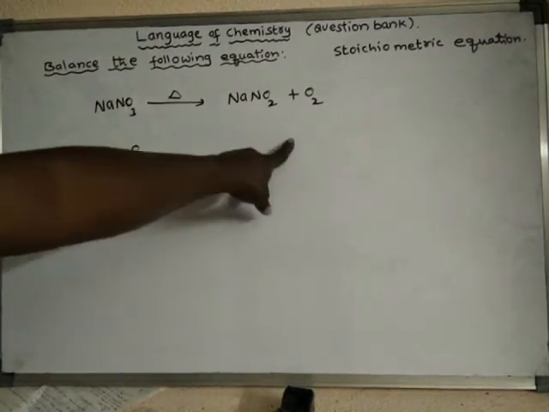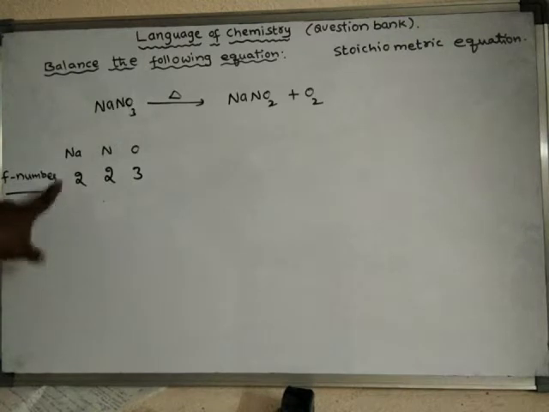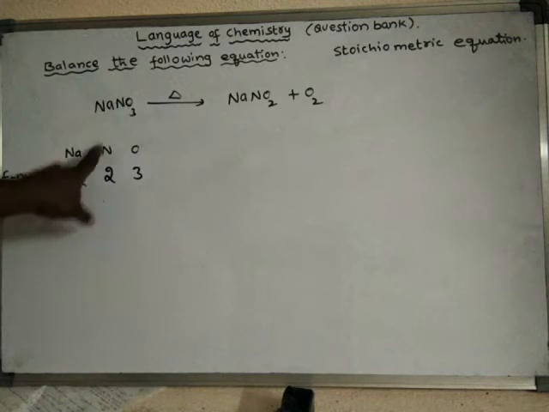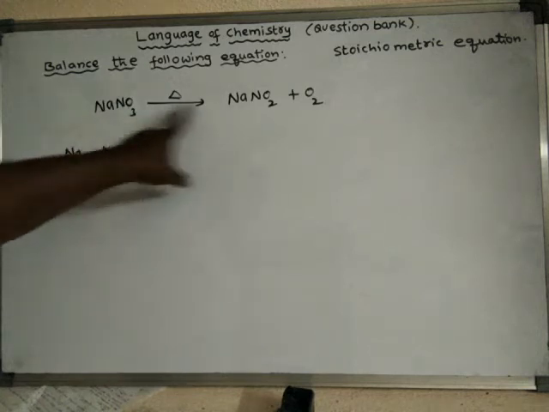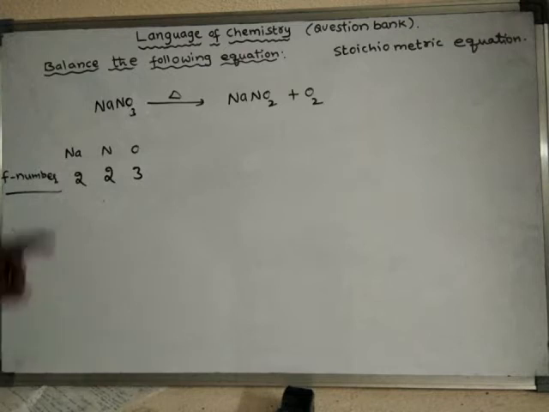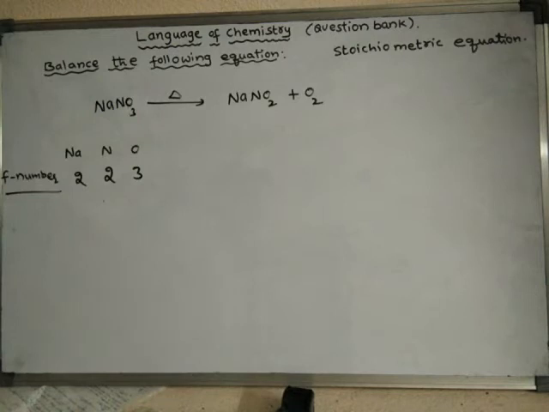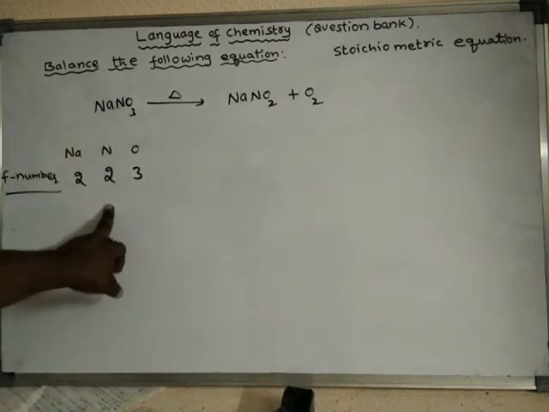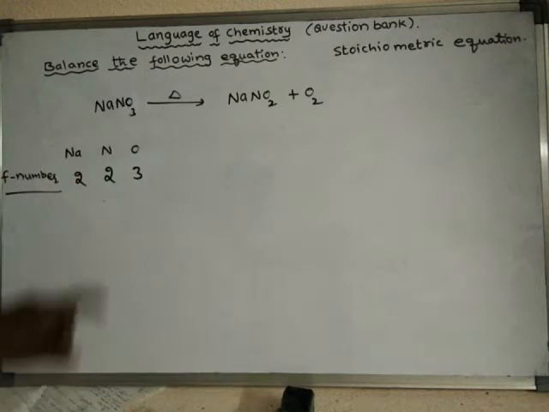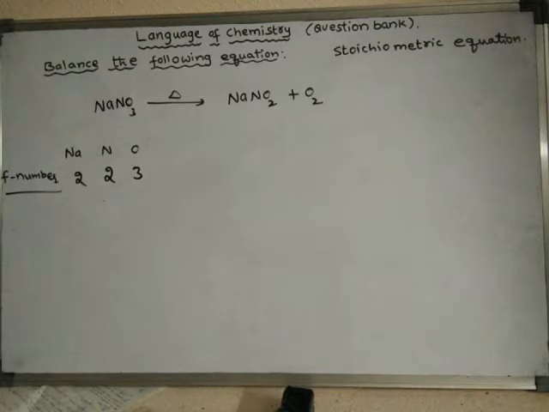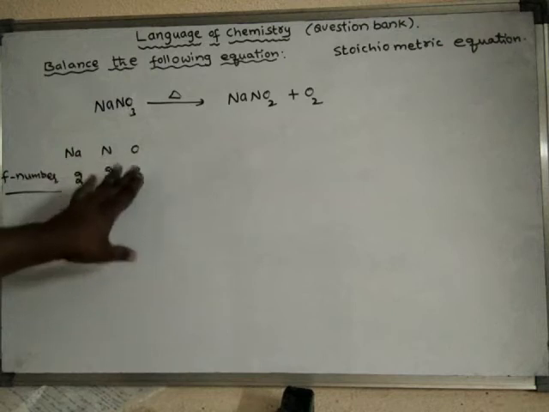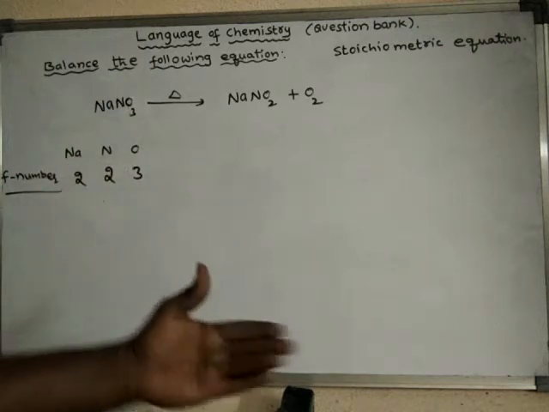In this particular equation, there are 3 elements: sodium, nitrogen and oxygen. The number of places sodium is appearing is 2 places, so its frequency number is 2. Even nitrogen is appearing at 2 places in the equation, hence its frequency number is also 2. But oxygen is appearing at 3 places, hence its frequency number is 3.